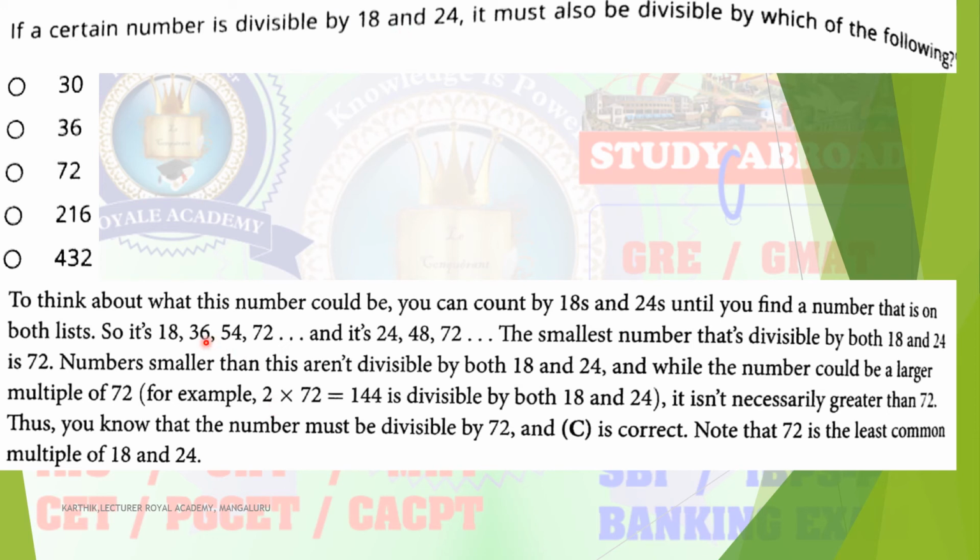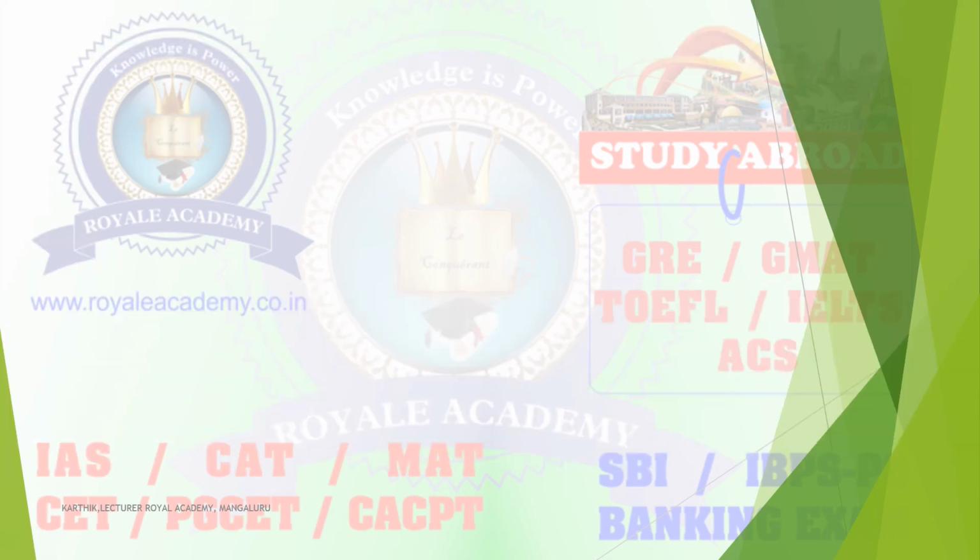Just write the multiples. The multiples of 18 are 18, 36, 54 and 72. The multiples of 24 are 24, 48, 72. So 72 is a multiple of 24 as well as 18. It is coming in both, so 72 is the correct answer. Answer C is correct. The question is: which number is exactly divisible by both numbers? Both numbers divide 72. 72 is the exact answer.